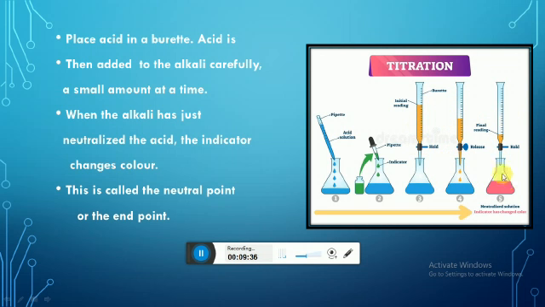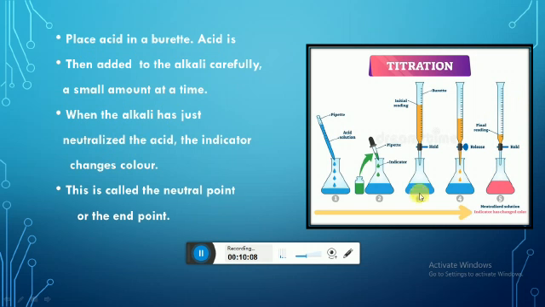Acid is then carefully added in small amounts. If only the salt is required, the titration is repeated without the indicator. We will do the same process, but the indicator, which changes color, will not be used, and we use exactly the same amount of acid and alkali.